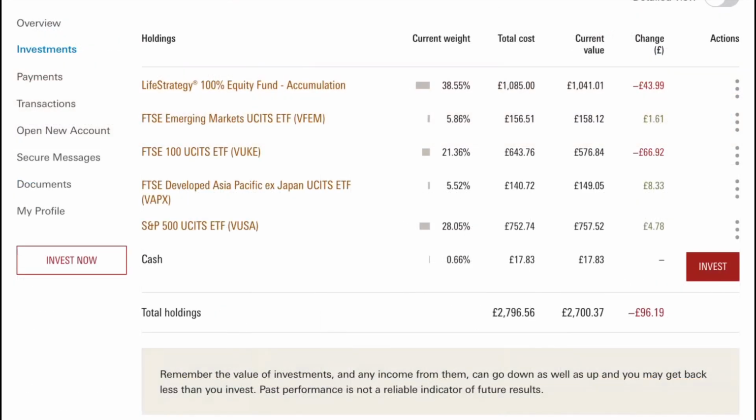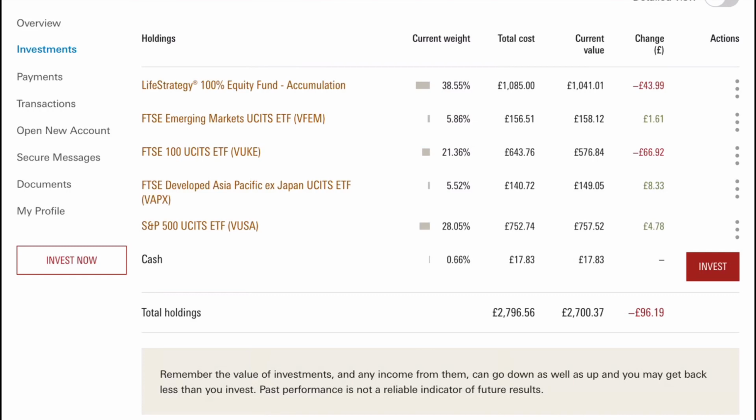If we drill down into my investment holdings a little bit more, you can see that I'm currently invested in 5 main ETFs and blended funds. So I've got the Life Strategy 100, which is essentially 100% equity, and this is made up of lots of different ETFs and indexes. So it's massively diversified, and this was the first fund that I started to invest in for the reason of diversification.